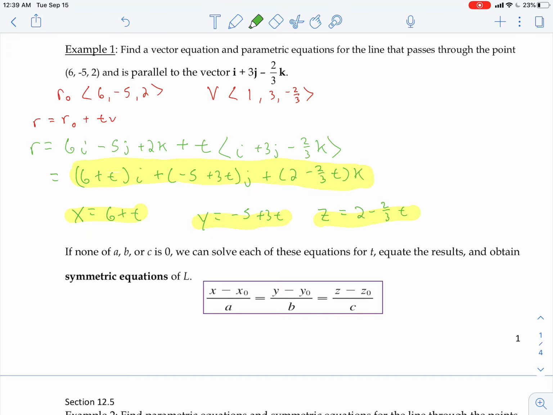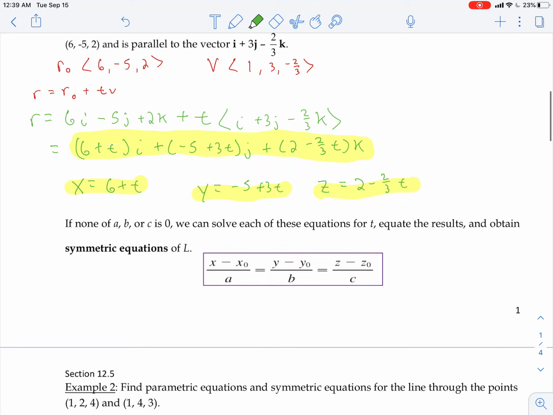Alright, one more thing I want to add to this is that if we're ever given our symmetric equations, one thing I want you to notice about the denominators is that the denominators a, b, c are the components of our vector for our equation of a line. Alright? So if you're ever given something in symmetric equations, just know that the denominators are going to give you your vector v.